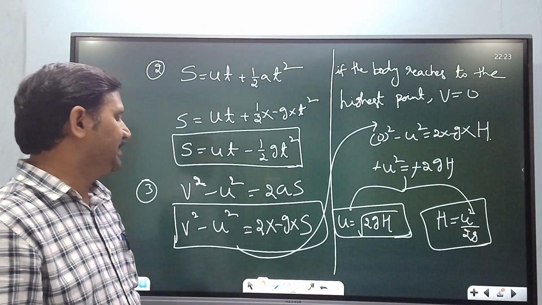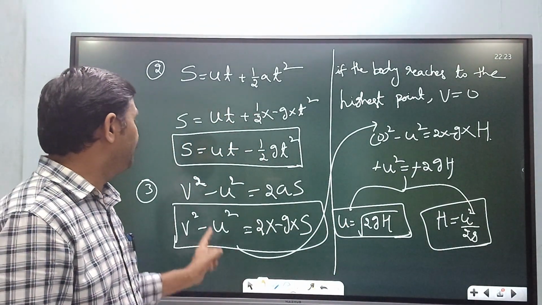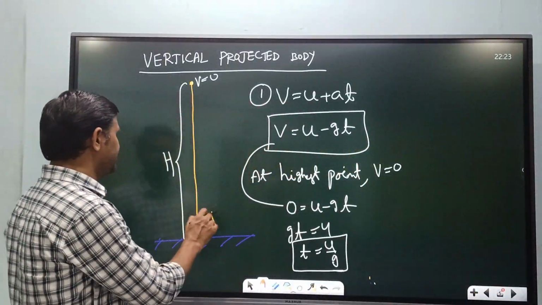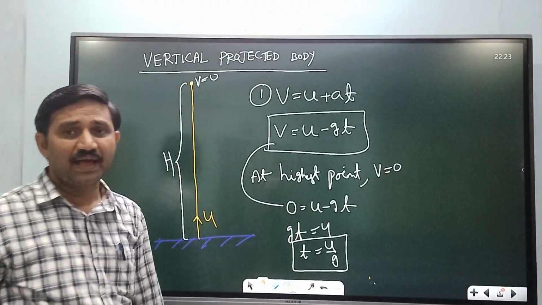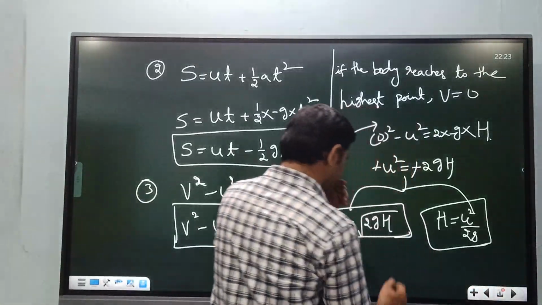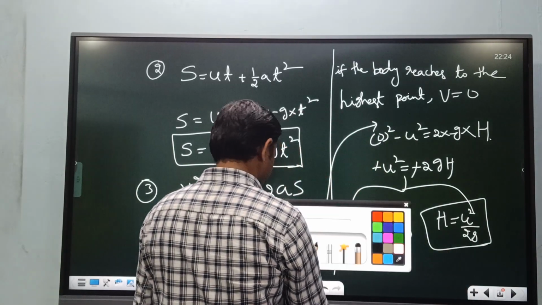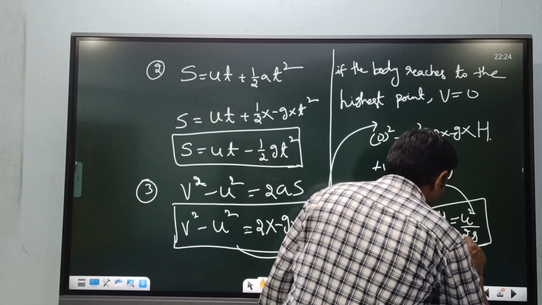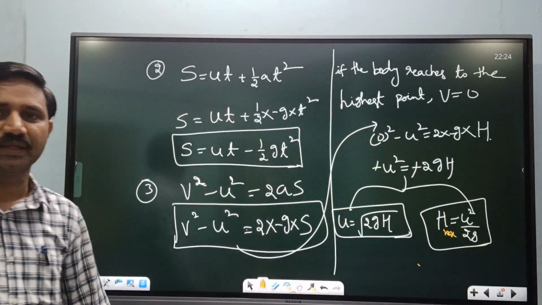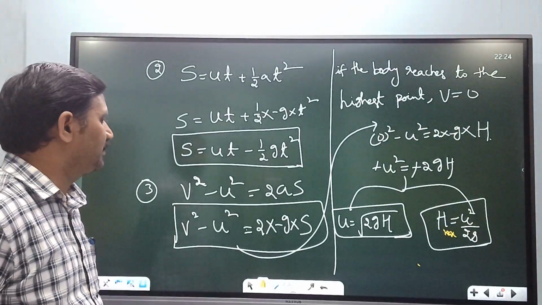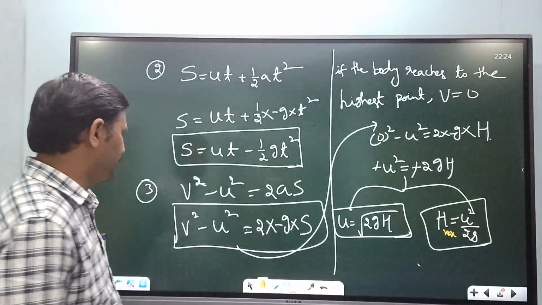Similarly, what is the maximum height reached by the body when velocity u is given? That formula is called the maximum height. H max is equal to u square by 2g. This is about the third equation of motion.